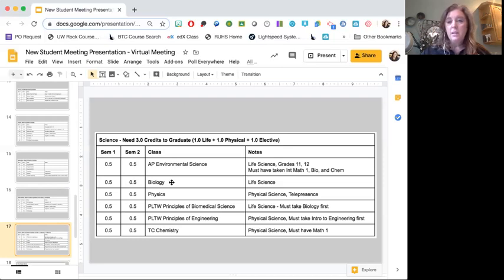The second class offered here is biology. This is typically an entry-level 9th grade course. If you are coming in 9th grade, I would suggest and recommend you put biology on your class list. It is considered a life science and is a gateway to several other classes.